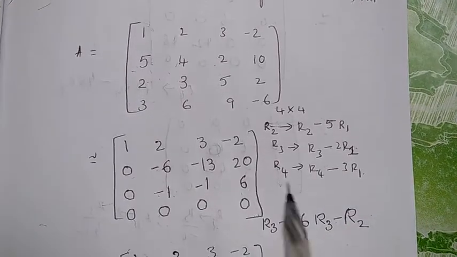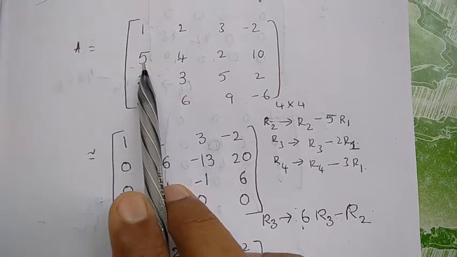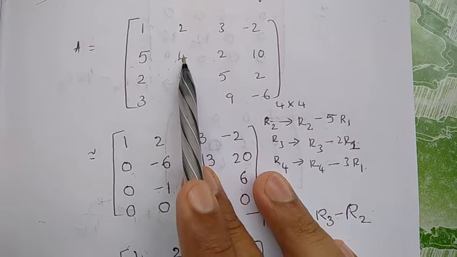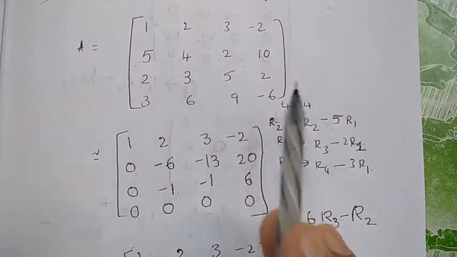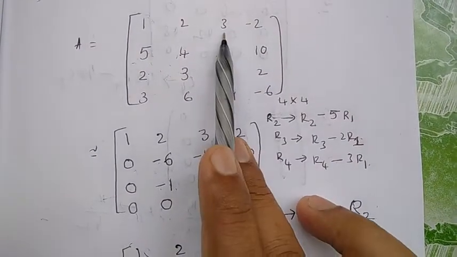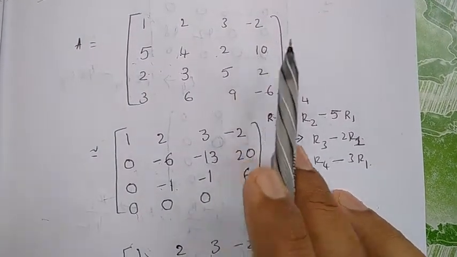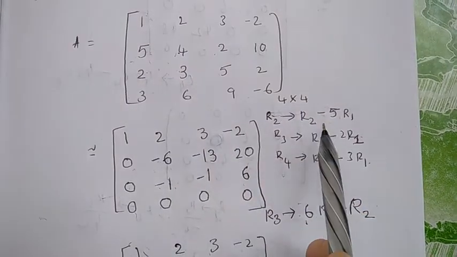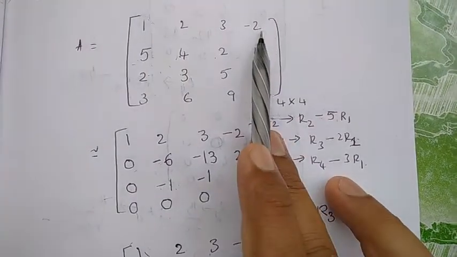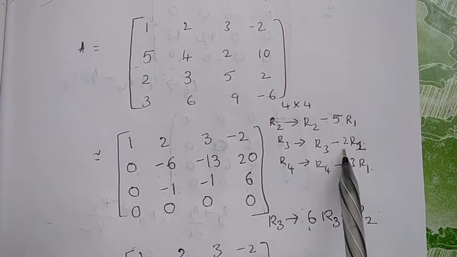1, 2, 3, minus 2. Now next, this position converts to 0: 5 minus 5 into 1 is 0. Next 4 minus 5 into 2, 4 minus 10 is minus 6. Next 2 minus 5 into 3, 2 minus 15 is minus 13. Now 10 minus 5 into minus 2 is plus, 5 into 2 is 10, 10 plus 10 is 20.